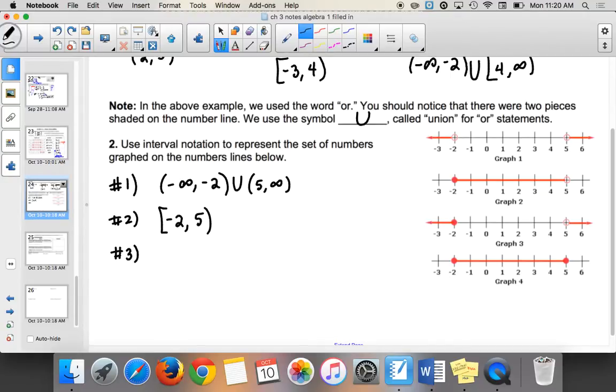Number 3, we have negative infinity to -2 with a bracket. And then the other side is going to be parenthesis 5 to infinity with a union between those 2. Do you guys understand this? You get it? Okay. And the very last one, what do we write on this one?